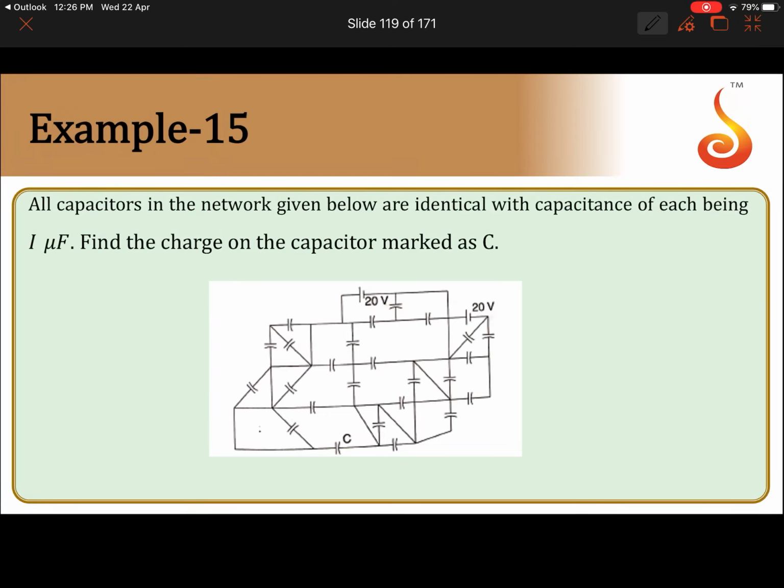So this question: all capacitors in the network given below are identical, with a capacitance of 1 microfarad each. Find the charge on the capacitor marked as C. So we can see that here we will have to solve.